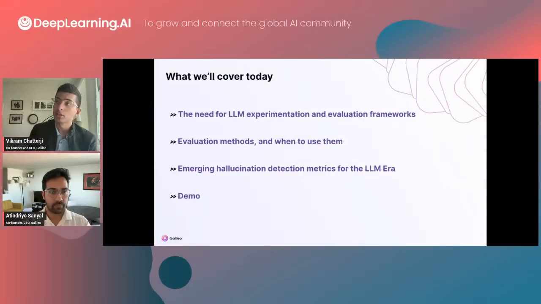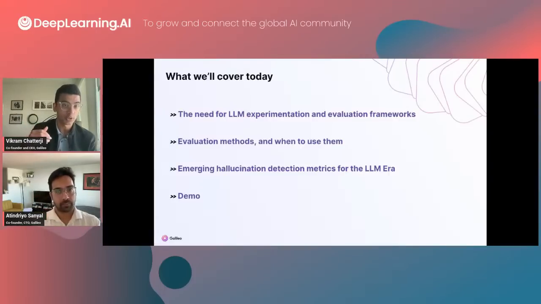So to kick things off, I'm going to start with an agenda about what we'll be covering today. The first thing we'll talk about is the need for LLM experimentation and evaluation frameworks. I feel like we're all hitting these brick walls and quickly realizing that there's a need for this. We'll go over exactly why and what that means. Second, we'll talk about different kinds of evaluation methods and when to use them. And then, number 3, we'll dive into emerging hallucination detection metrics that are coming out in the ecosystem, but also how we can push the envelope further and build them up specifically for the LLM era.